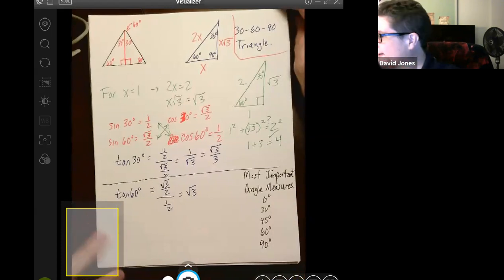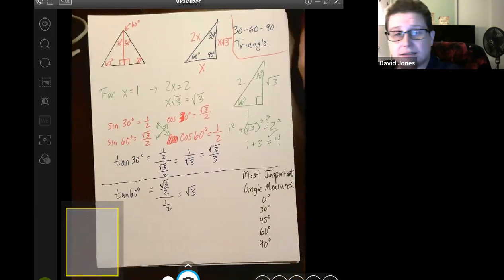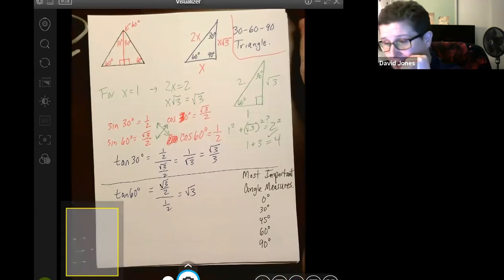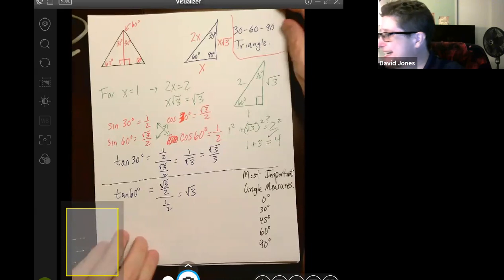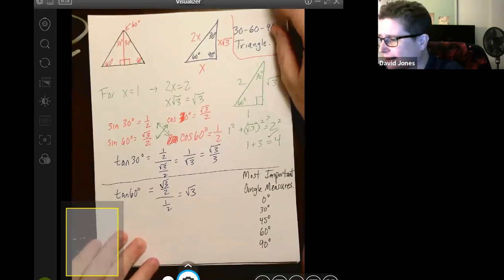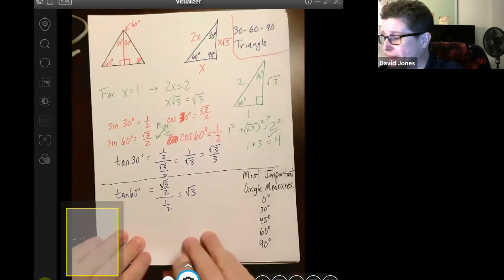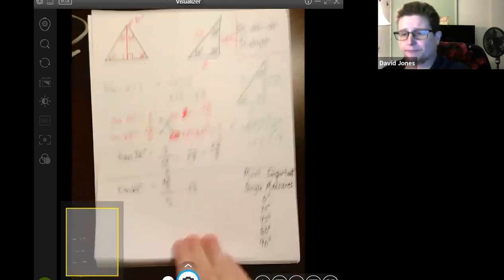Let's look at the 45. I'll give you a second to pause this, write this stuff down. We'll make a table in a second, compile it all together. Okay.